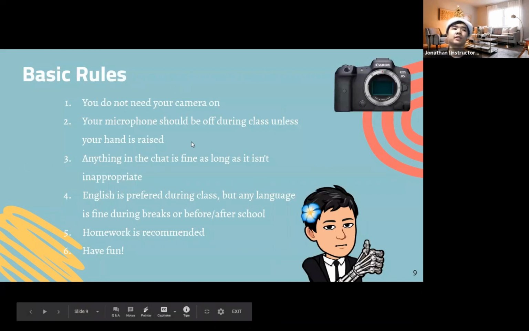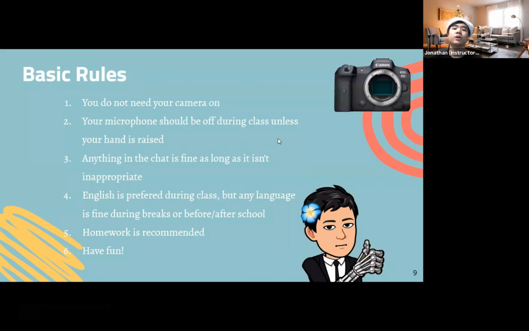About the chat box, you can type anything in it as long as it isn't inappropriate or too off topic from what we're talking about. You can react, you can do whatever you want, but just try not to distract other students. I would prefer English because I'm stronger at English than Chinese, but you can use any language during the break or after school. If you have any questions after school, come to me.